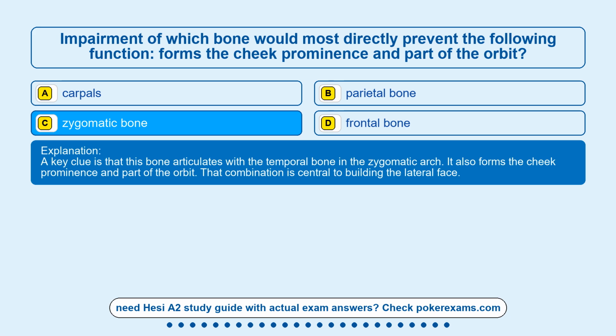A key clue is that this bone articulates with the temporal bone in the zygomatic arch. It also forms the cheek prominence and part of the orbit. That combination is central to building the lateral face.